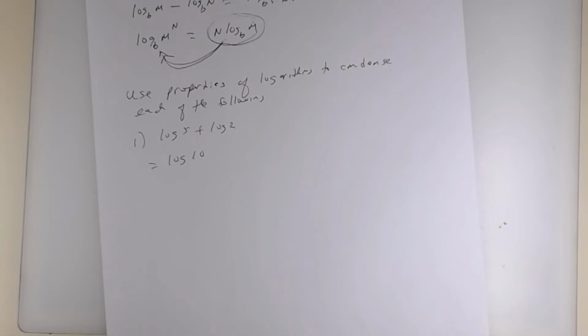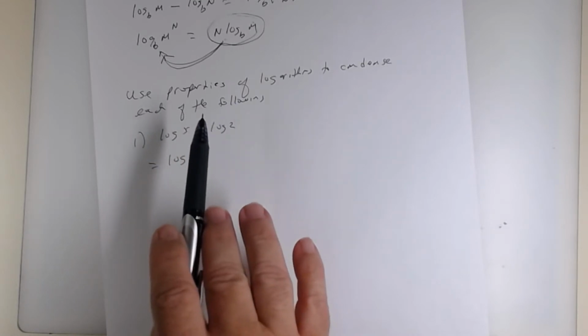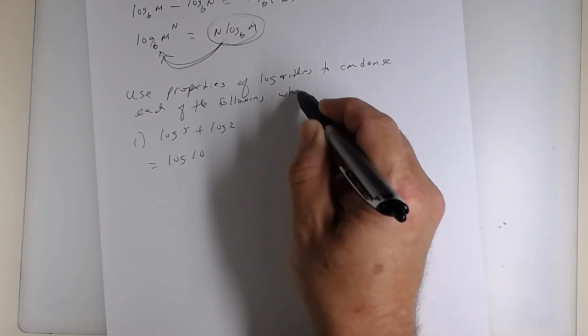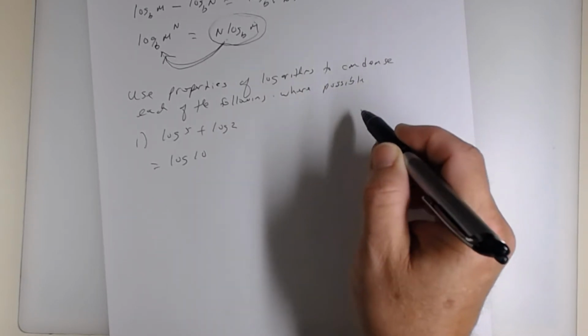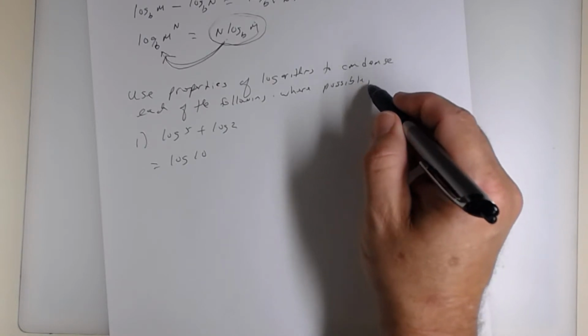The directions will say, use properties of logarithms to condense each of the following. Where possible, evaluate logarithms without using a calculator.